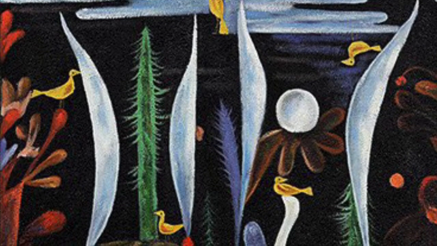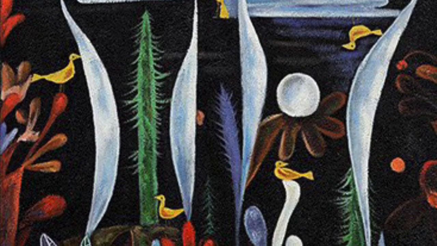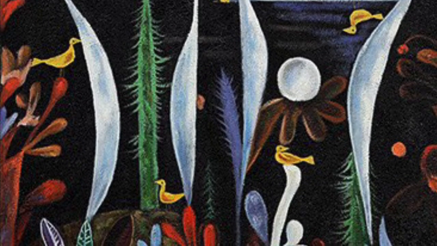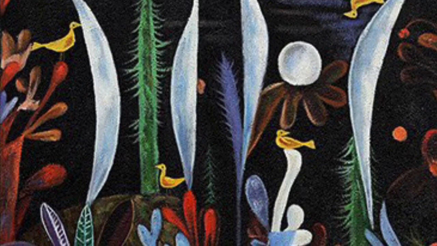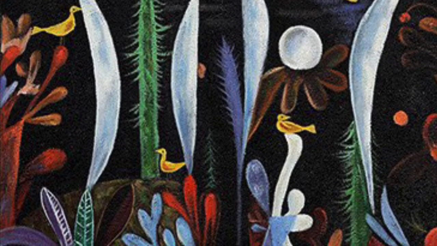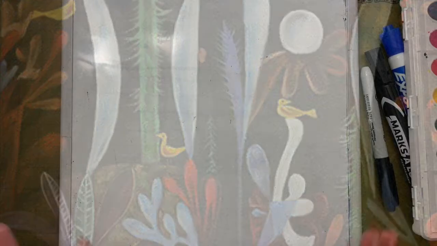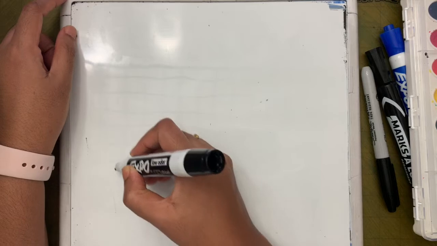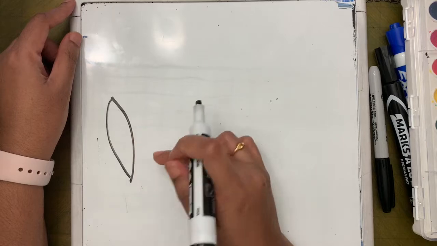Okay, so let's see how we are going to draw it. We are going to draw the plants and stuff, more like abstract. This is almost the same style of Henri Matisse also. So I'll show you a few ways you can draw the plants. Can you see the shape? What shape is this? It's like a football shape.